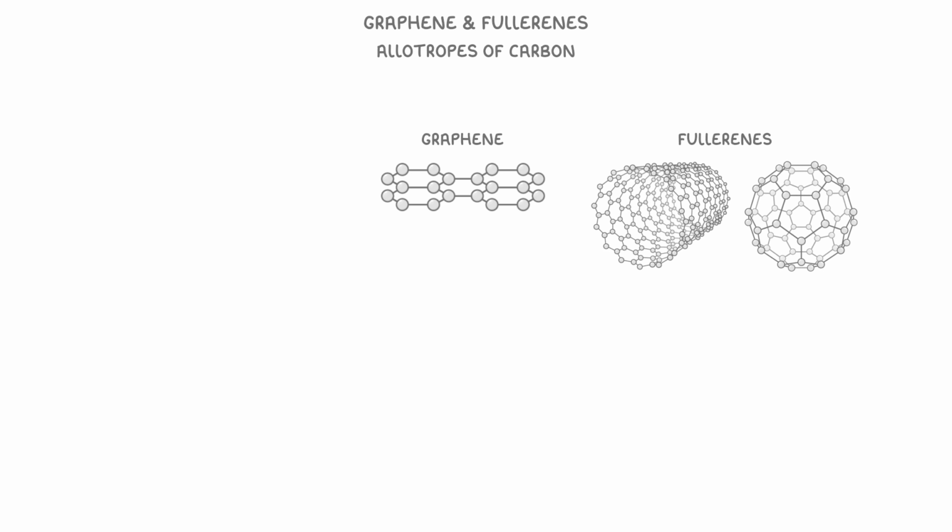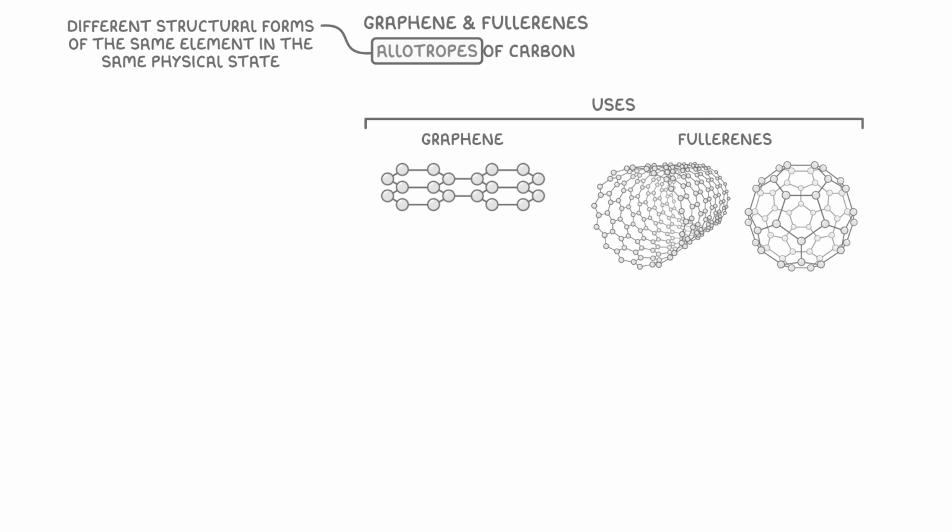In today's video, we're going to look at the allotropes of carbon, known as graphene and fullerenes, but we'll spend most of the video looking at the many uses that they have. As we said in our previous video, allotropes are just different structural forms of the same element in the same physical state. So in this case, different forms of solid carbon.